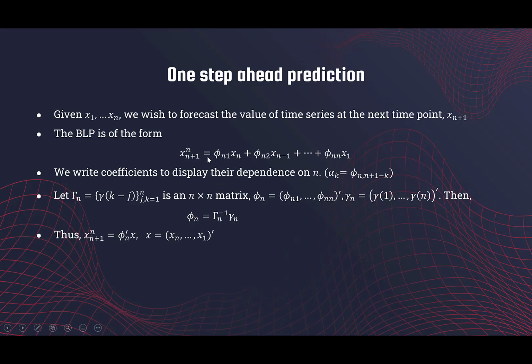So if I plug in this value here, xn plus 1 at n is the dot product of this vector phi n and x, where now I'm writing these x in reverse order, xn to x1, because we wrote this equation here in a reverse fashion. So we have xn plus 1 at n is phi n transpose x. X has these terms written in reverse order. Phi n transpose, we know what these are.